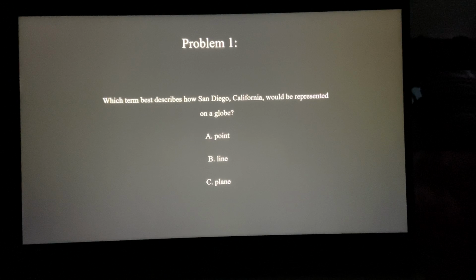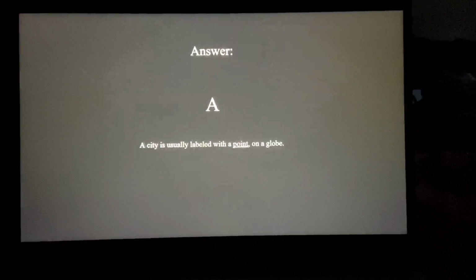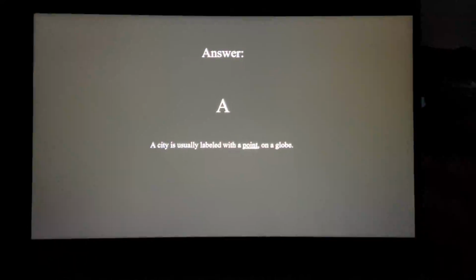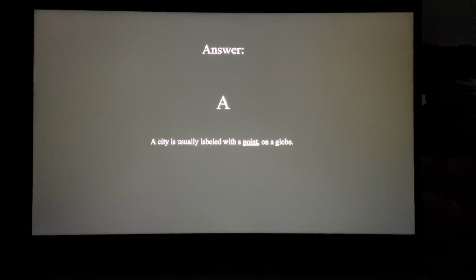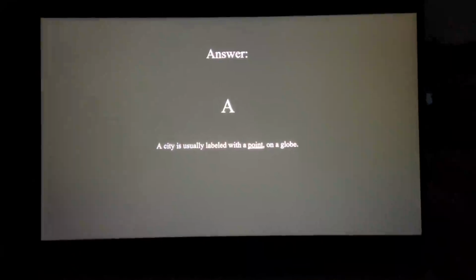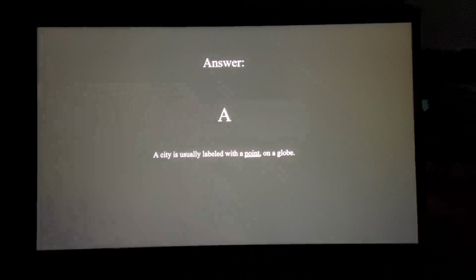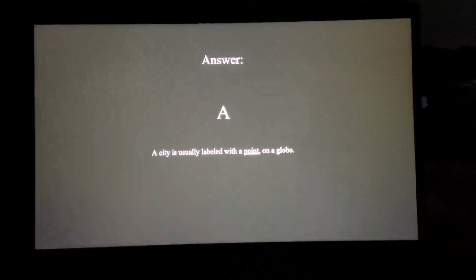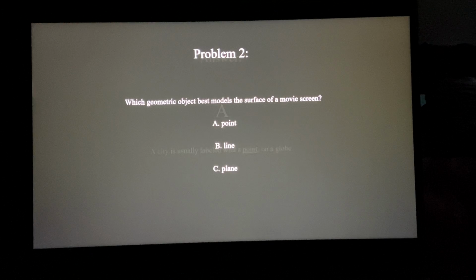So the answer is A, a point. So cities, states, or really any location on a globe are best labeled with a point. It's just easier to identify, and it just represents it the best.